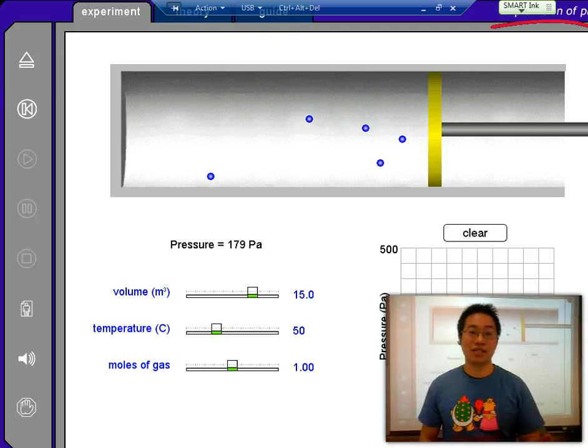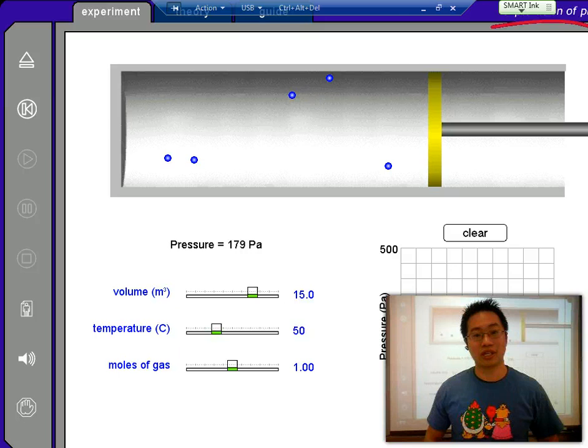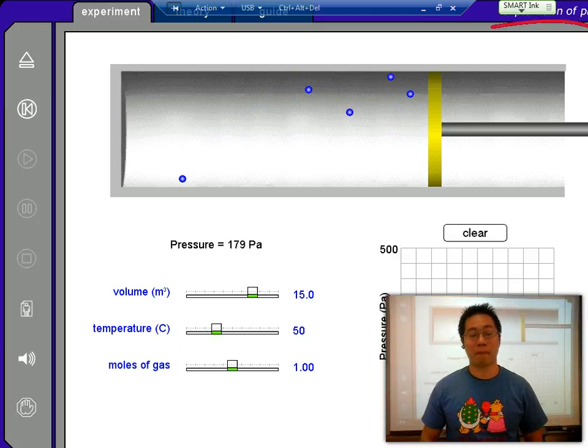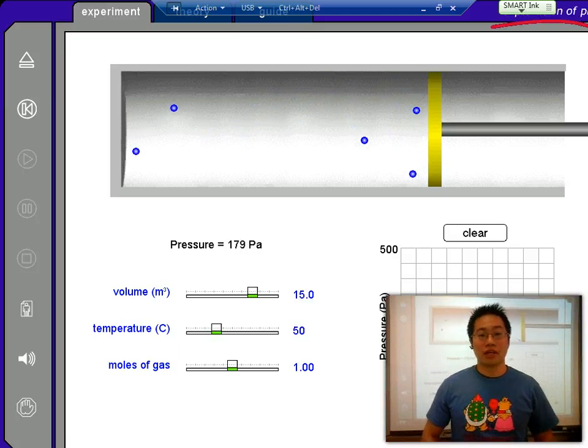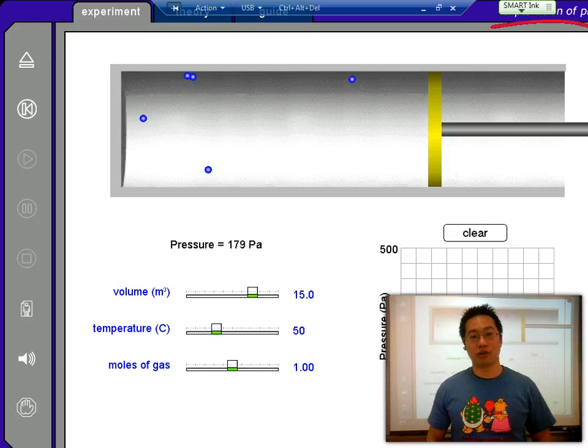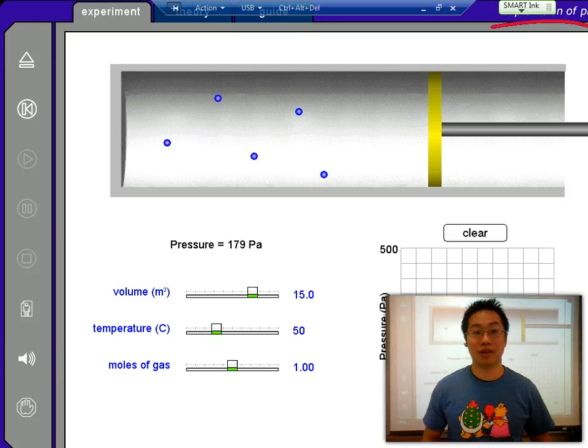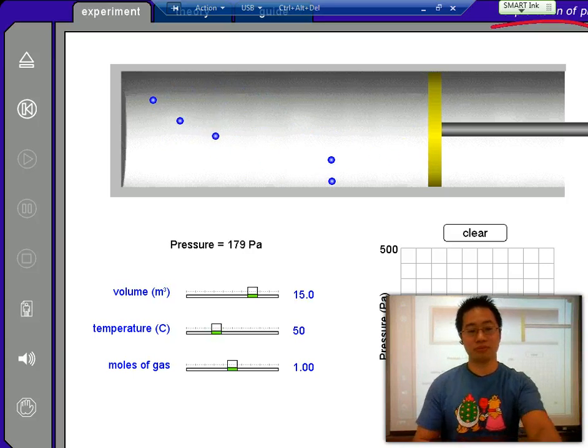No. As you can clearly see in this animation, some are going slower, some are going faster. But on average, they're all going at a certain speed. And that's what VRMS means, the root mean square speed. It is the average speed of the molecules.